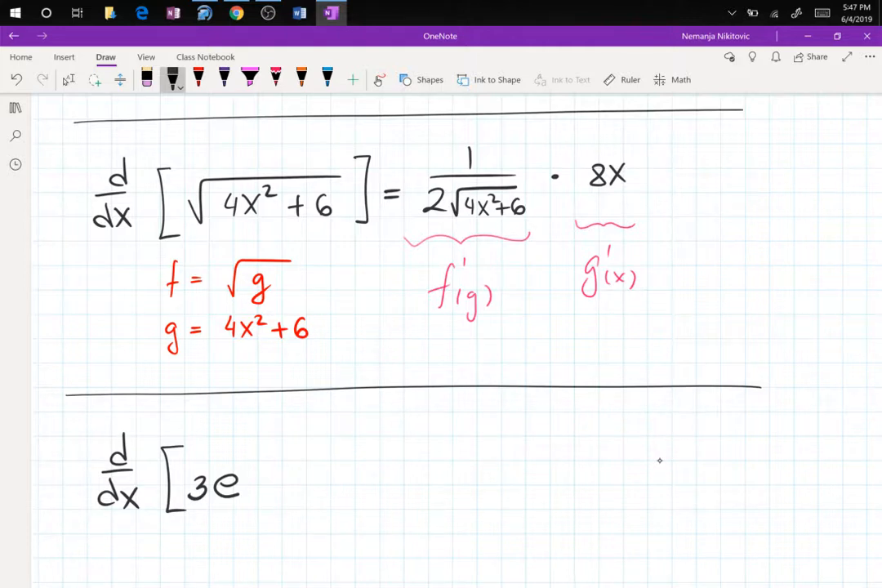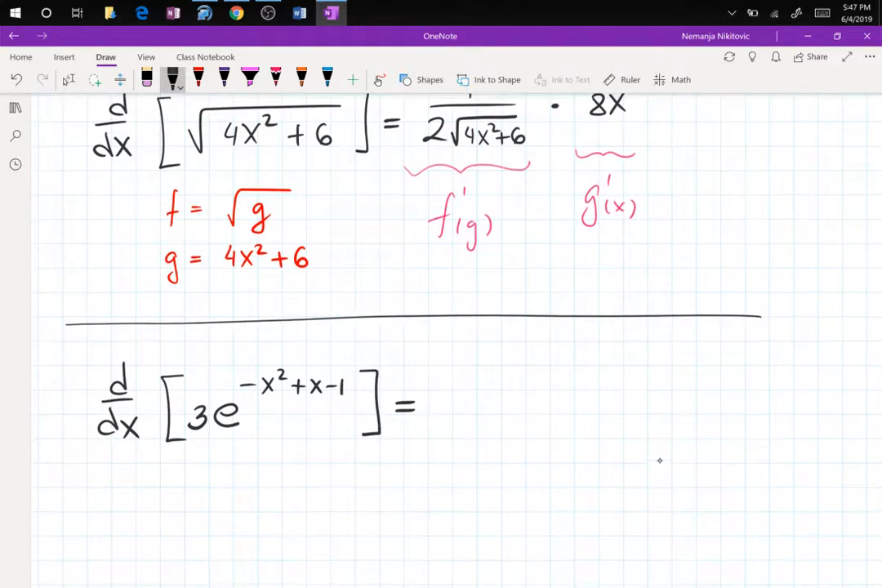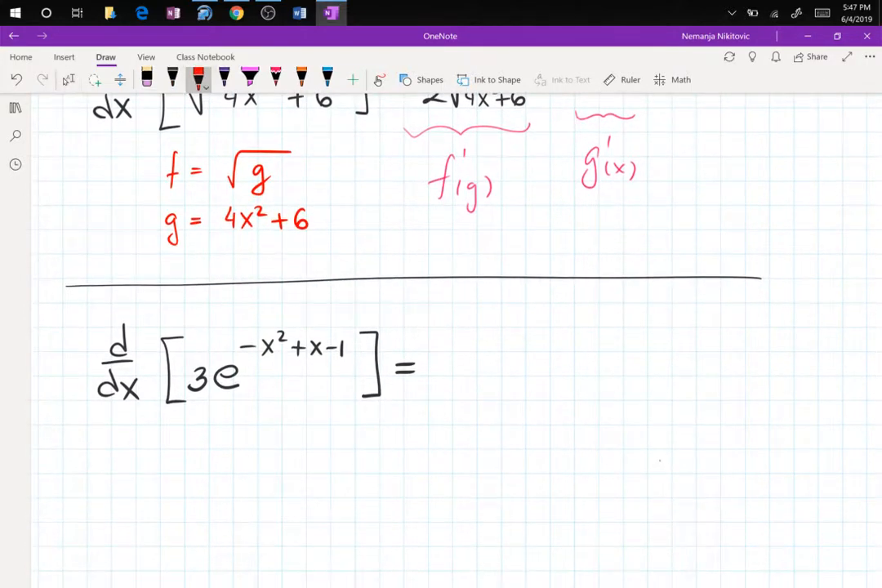3e to the negative x squared plus x minus 1. What is f? What is g? F is 3e to the, yes. Okay, we'll just call it g. And what's g? Negative x squared plus x minus 1. Good.